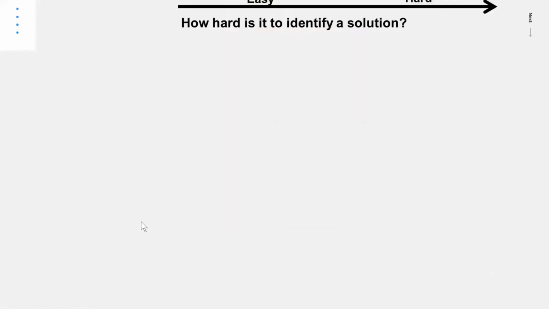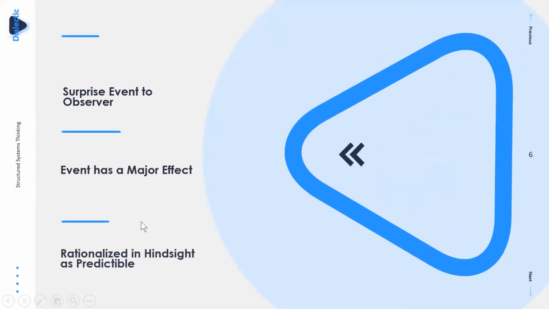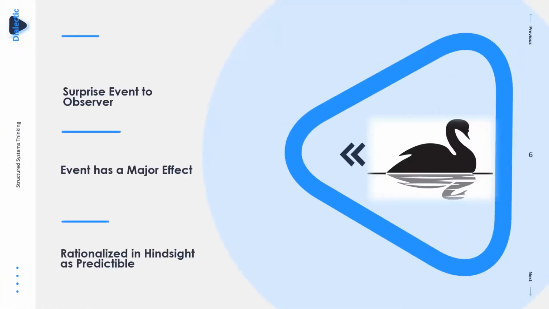So what is a black swan? A black swan event has three criteria. It's usually a surprise event to the observer. That doesn't mean that it's a surprise to anyone, but it's a surprise event to the observer. It has a major impact or effect, and it's often rationalized in hindsight as predictable. But the nature of black swan events is that they are almost by definition statistically unlikely or improbable, and yet they have this major effect. And then afterwards, in hindsight, we sort of say, well, we should have seen that coming.